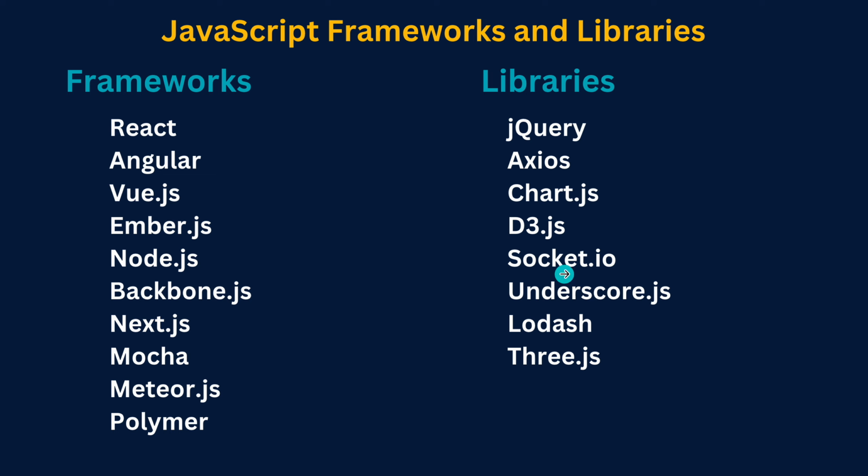Similarly, socket.io, if you are creating some chat-level applications, this socket.io can be used. There are other libraries like underscore, lodash, D3. So different purposes are there, and you can use these libraries. Frameworks are a bigger environment, bigger collections of tools. A library is a single standalone file, right? Standalone libraries.